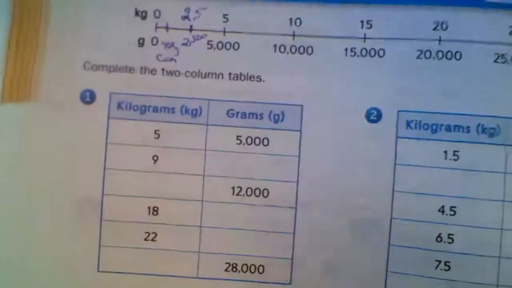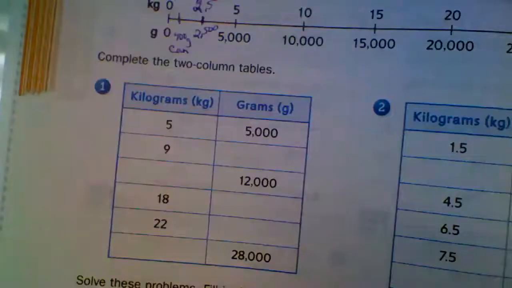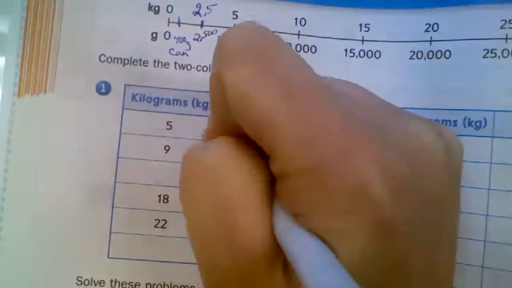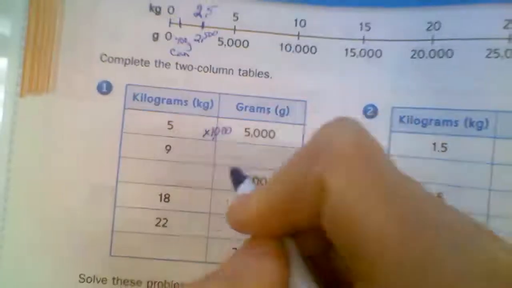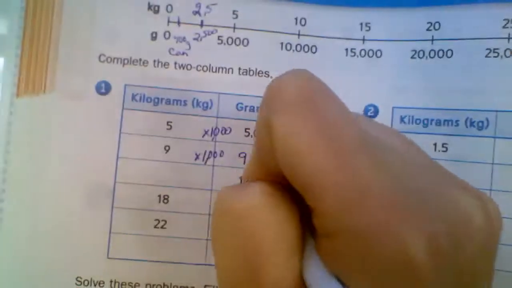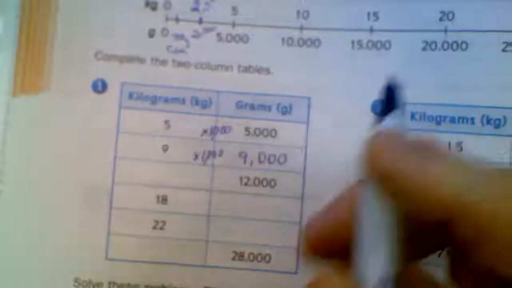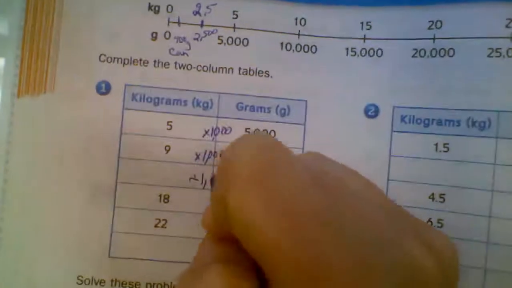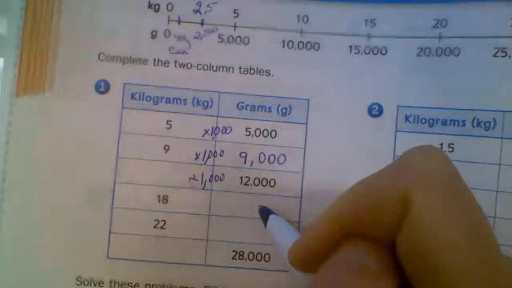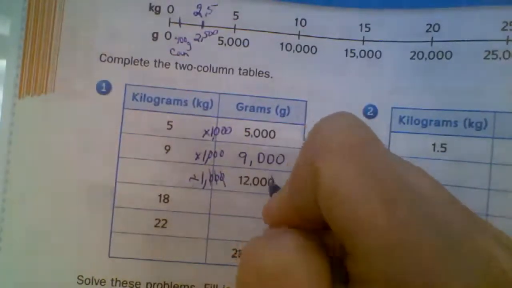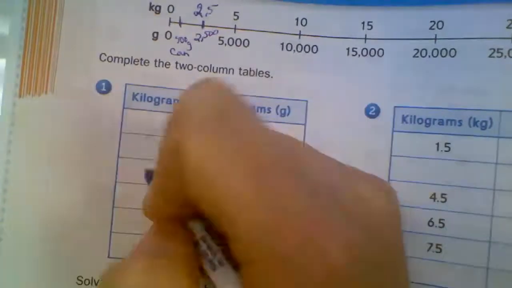So now we're going to use our book here, and we're going to fill in our charts. So remember we said 1 kilogram has 1,000 grams. So this one we're just timesing by 1,000. So 9 times 1,000 is 9,000. 9 times 1, 3 zeros. This time it's the reverse, like we said. So we're dividing by 1,000. Since we're dividing by 1,000, we have 3 zeros, 1, 2, 3. So we're going to take 3 off. That leaves us with 12.